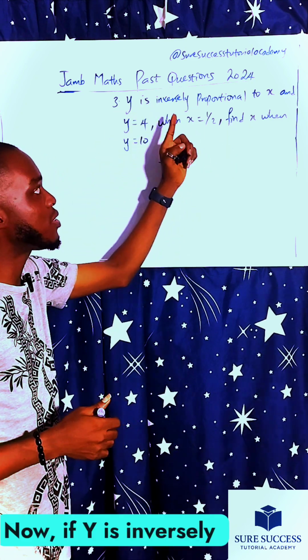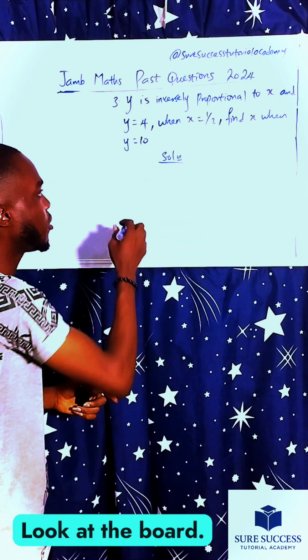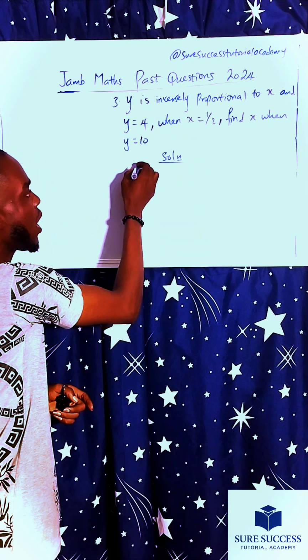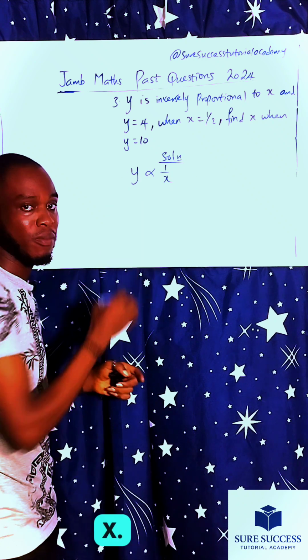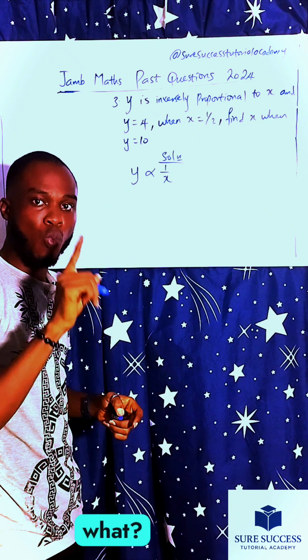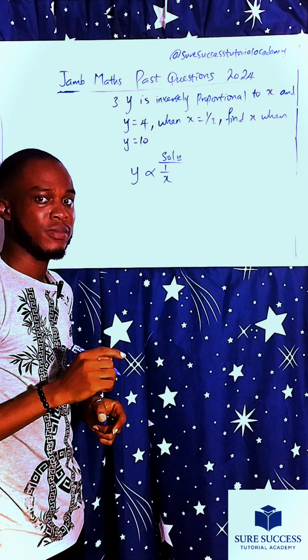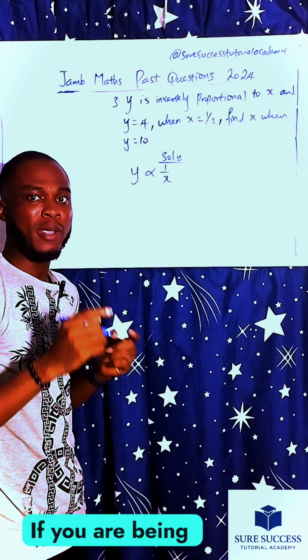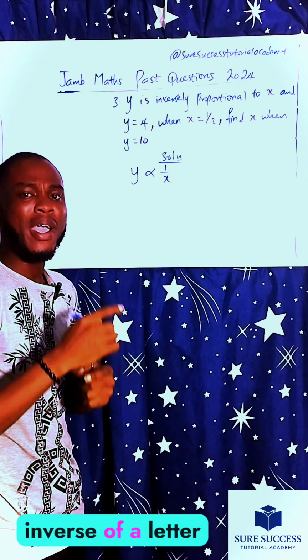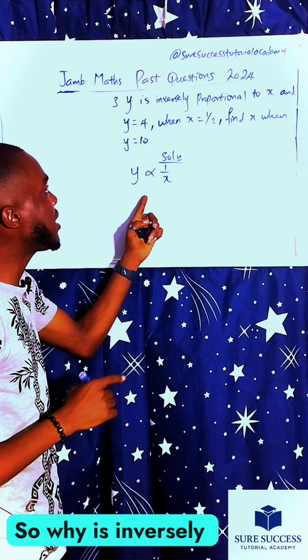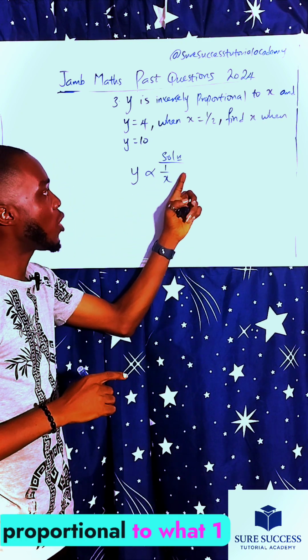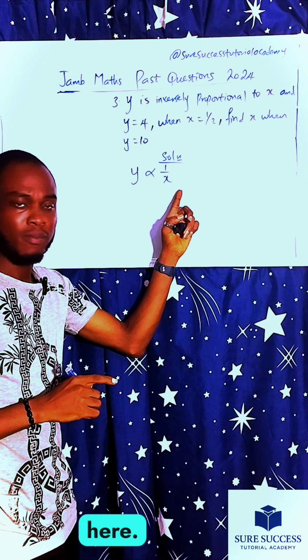Now, if y is inversely proportional to x, what do we do? Look at the board. I'll have it as y is inversely proportional to x. The inverse of x is 1 over x. Am I making any sense? If you are asked the inverse of a letter or anything, it's always 1 over that thing. So y is inversely proportional to 1 over x. You don't just stop here.